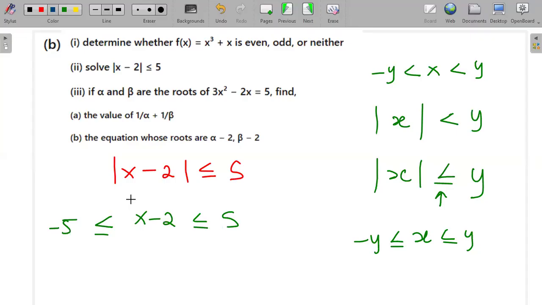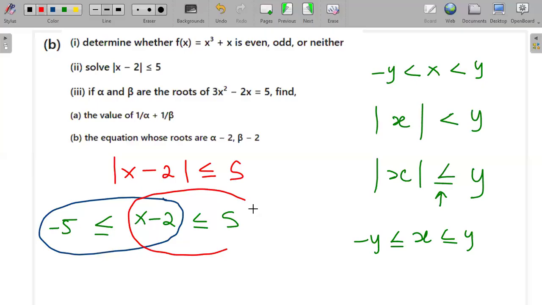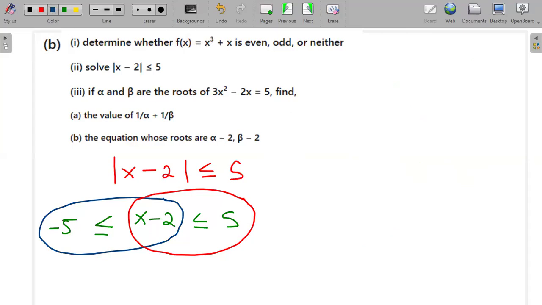The first one will be this one that I'll put in blue. So this will be my first inequality. Then the other one will be this one that I'll put in red. So you've seen that I have two things there. So I have to solve two things in order to find the answer. So the first one, let's erase this, will be the one in blue. That one in blue is minus 5 less than x minus 2. So we want to find the value of x, right?